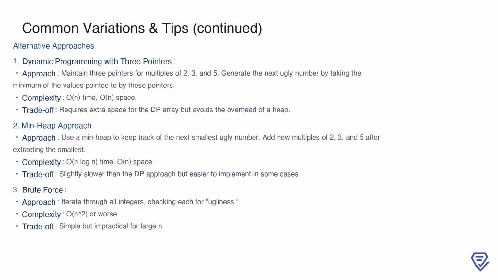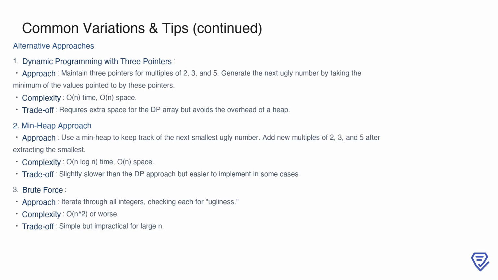Finally, let's explore some alternative approaches to solving this problem. One efficient method is dynamic programming with 3 pointers. Here, we maintain pointers for multiples of 2, 3, and 5 and generate the next ugly number by taking the minimum of the values these pointers indicate. This approach has a time complexity of O(n) and a space complexity of O(n), as it requires a DP array to store the sequence of ugly numbers. While it uses extra space, it avoids the overhead involved in managing a heap.